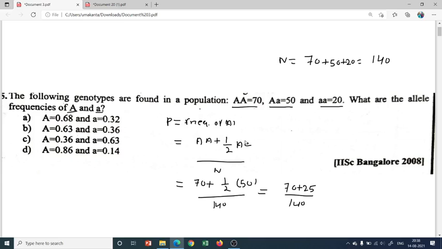Let me just calculate the frequency of A. It is 95 upon 140, that will be approximately 0.68. So here we got 0.68. Likewise, we can calculate q. We already know q is equal to 1 minus p. So it will be 1 minus 0.68, that will be 0.32. So this will be our answer.